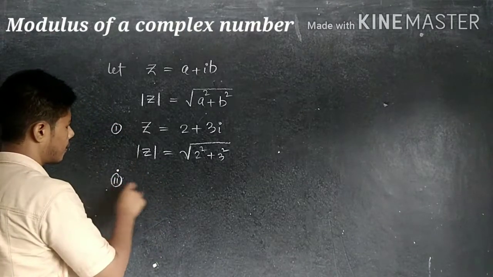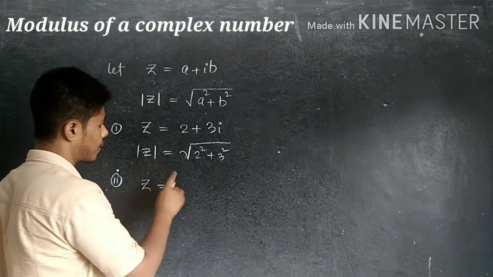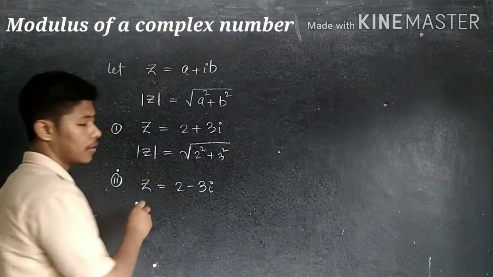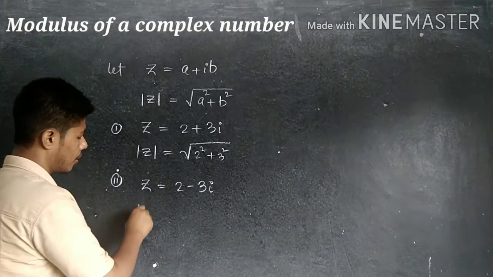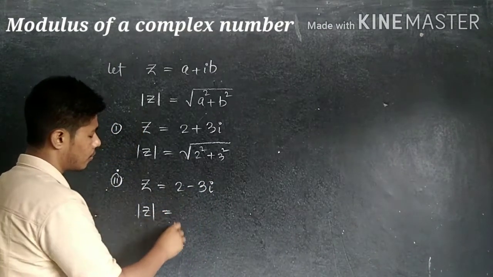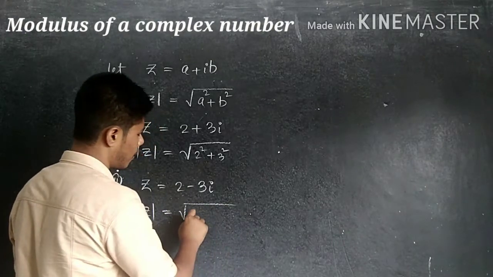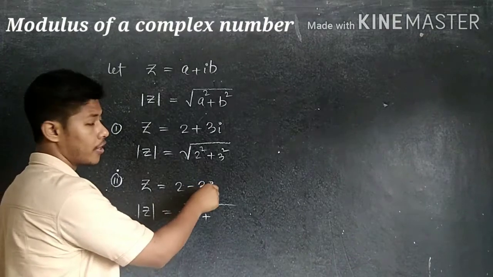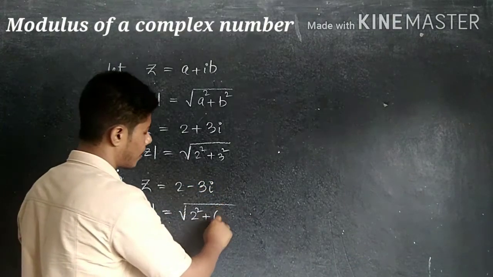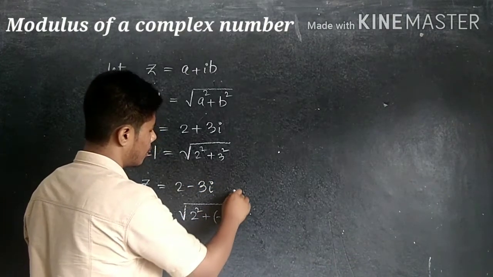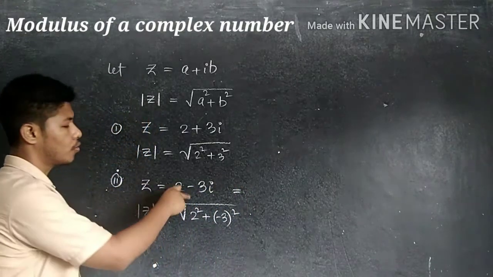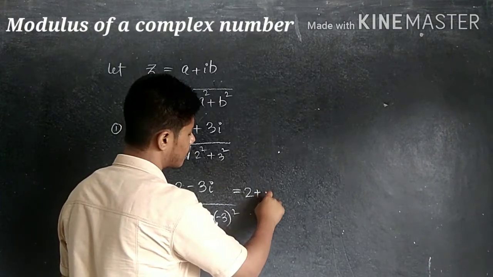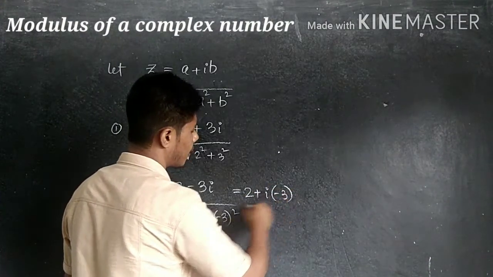Now see another example. Suppose z equals 2 minus 3i. Is it clear? In this case, to find the modulus, we write root over 2 square plus, actually here it is minus 3 into i, so we write minus 3 whole square. That means we can rearrange 2 minus 3i like this: 2 plus i into minus 3. Can we write it or not?